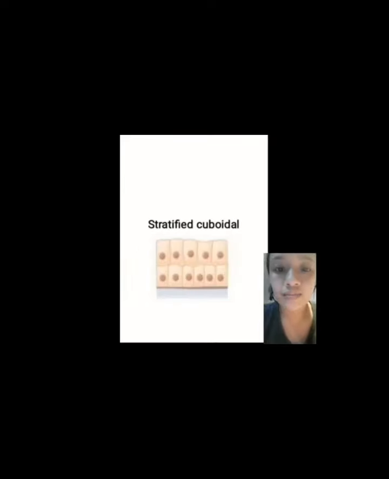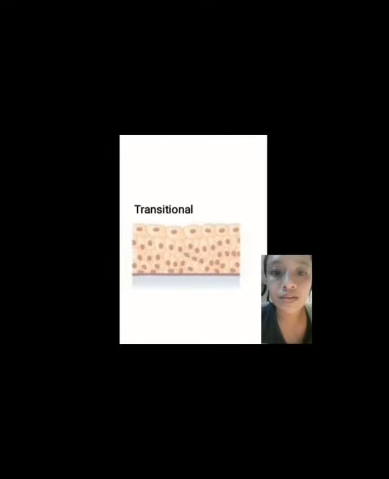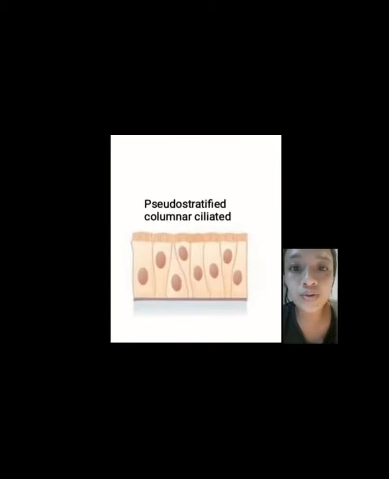Cuboidal epithelium. The main location is the sweat gland and the mammary gland. The main function is protective tissue. Transitional epithelium. The main location is the lining of the bladder, urethra, and the ureter. The main function is to allow the urinary organs to expand and stretch.